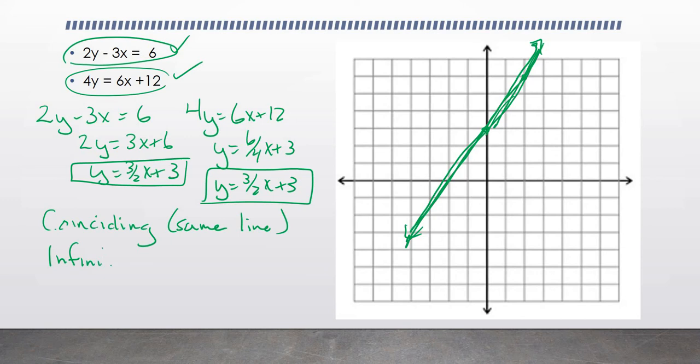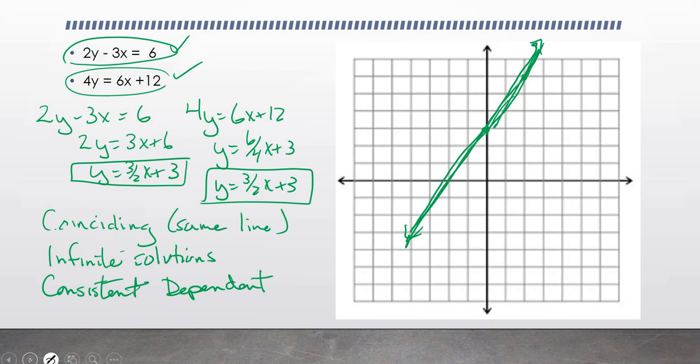There are infinite solutions. Every point on one line is a point on the other line. They are consistent and dependent. Okay, so we've graphed all 3 different kinds of lines to see what kind of a system they form and how many solutions they might have.